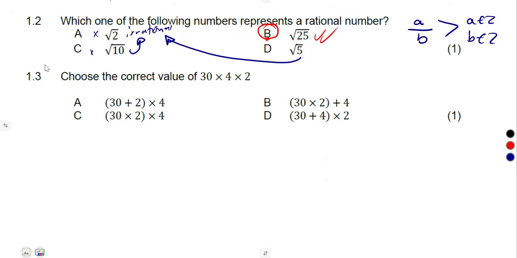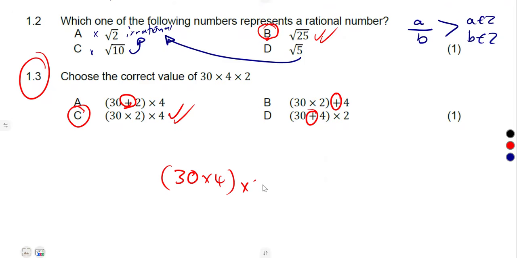All right. 1.3, choose the correct value of 30 times 4 times 2. It's a product. All terms are being multiplied, so it cannot have any addition in between. Guys, everything is under a product. So we can have an interchange of these all under a product, just like what we have on C. This can be written as 30 times 4 times 2, as long as it's a product.